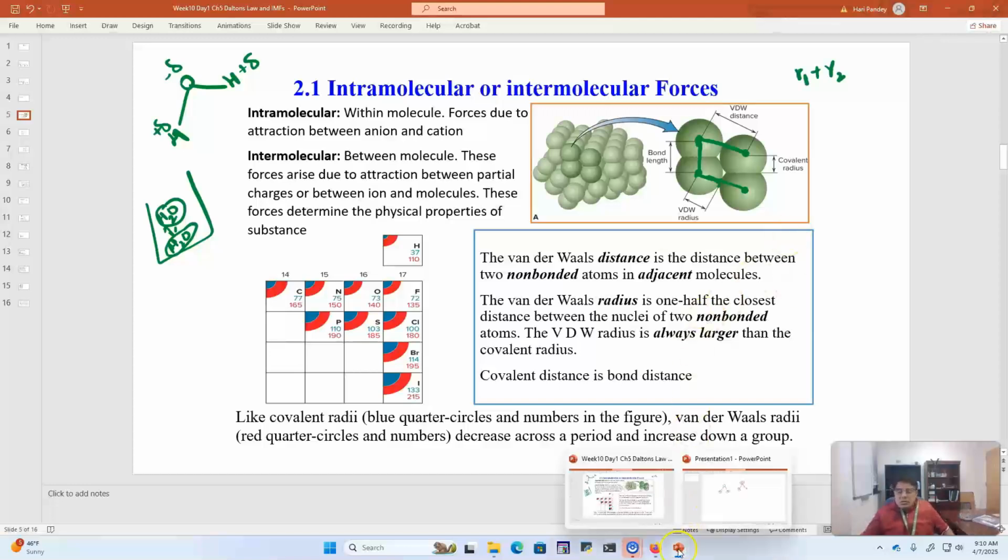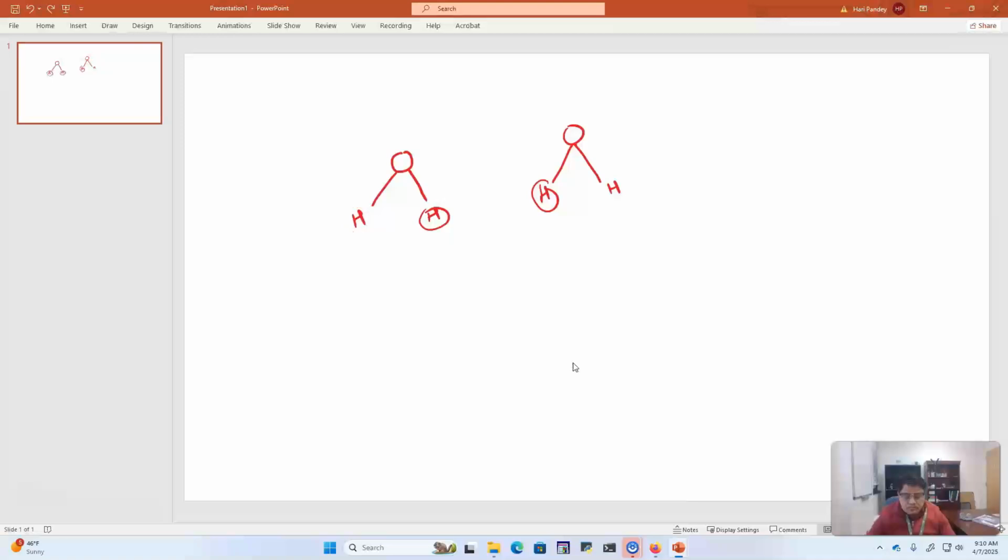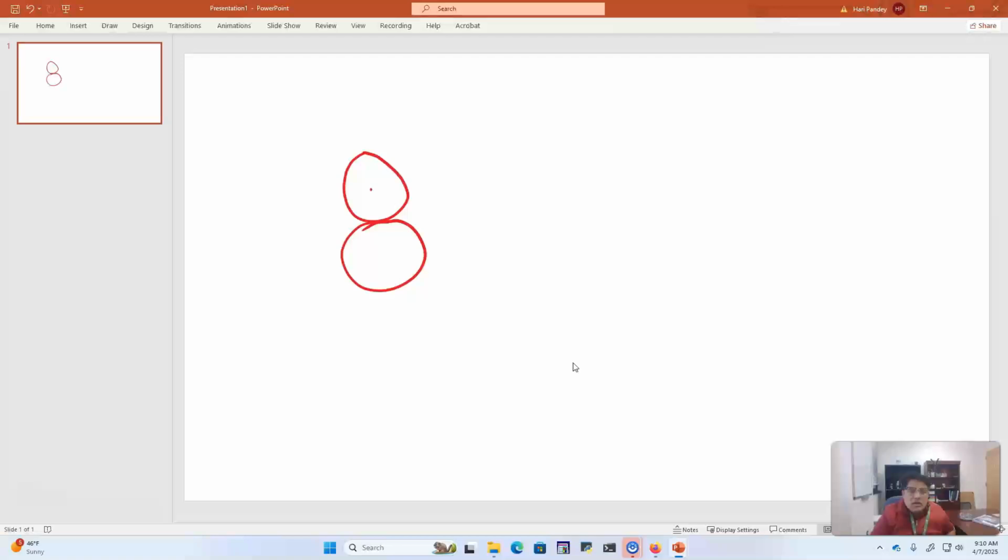Now let's go to the other drawing. Let's say this is one atom of a molecule, and this is another atom of the molecule. This is the center, and this is another center. This is the radius of one atom, and this is the radius of the other atom. The total distance between the centers of one atom and the other is the bond length. These two are a molecule held together.